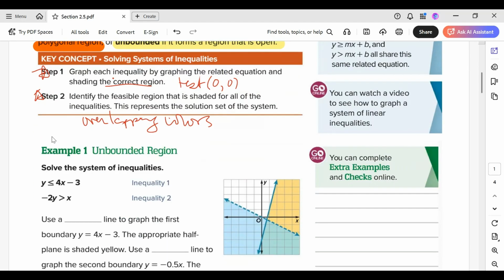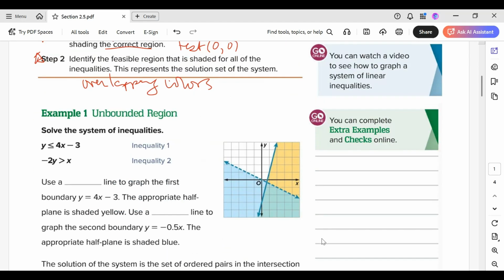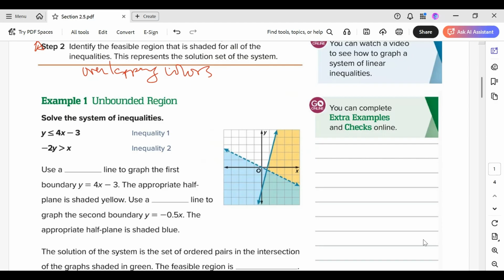So if we look at example 1, it wants us to solve the system of inequalities, and it's going to be an unbounded region. They gave us the equations y less than or equal to 4x minus 3, negative 2y greater than x. When we look at the first one, we're going to use a solid line for inequality number 1 because it says less than or equal to.